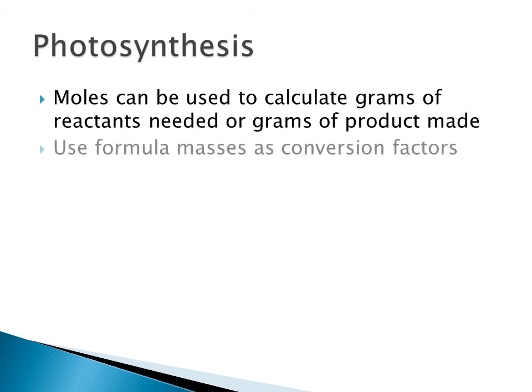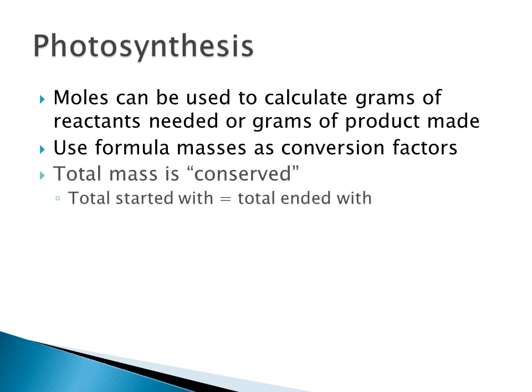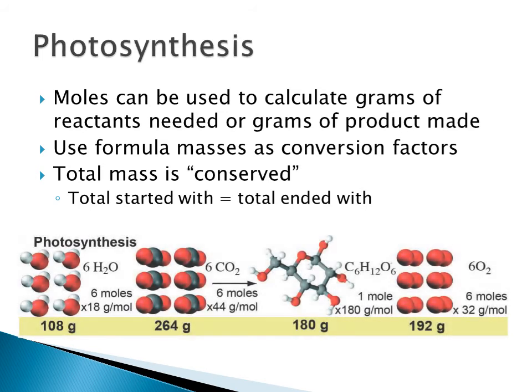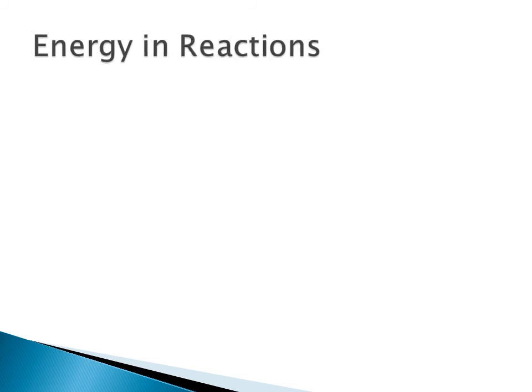We can use moles then to calculate how many grams of the reactants are needed or how many grams of product will most likely be made. We use formula masses as conversion factors, and we can see that our total mass is conserved, meaning the total amount we had on the left is equal to the total amount we have on the right. And we'll practice doing this too, also again, in a few weeks.